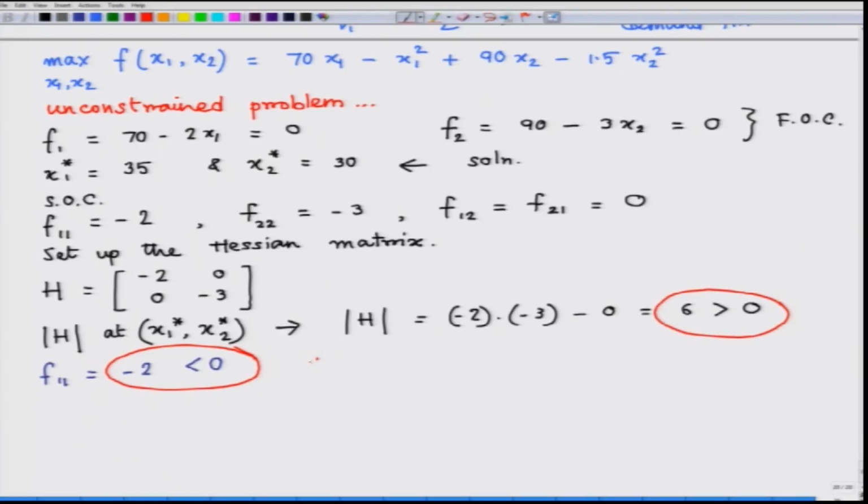So, thus we can infer that the optimal solution gives a maxima.